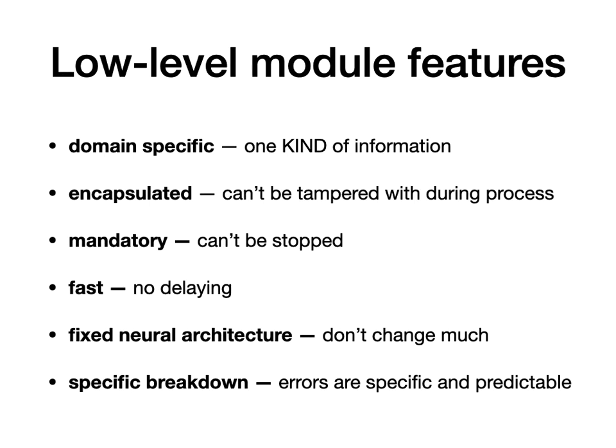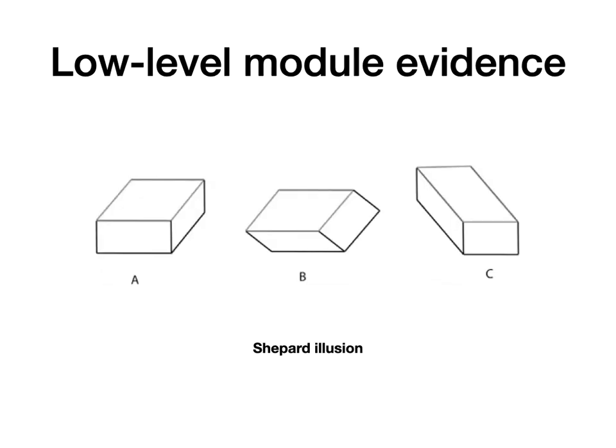So let's look at an illusion, one of my favorite things in all of this, to help illustrate what might be a low-level module in your brain. So here are 3 boxes, right?